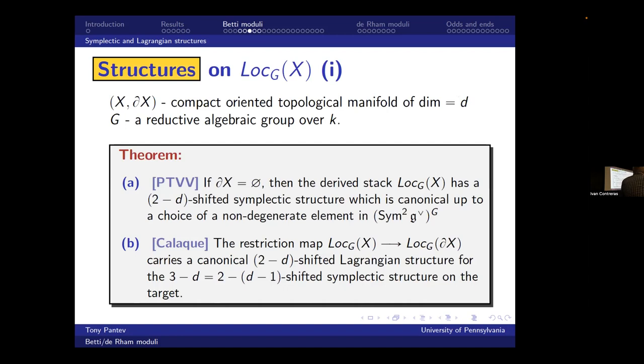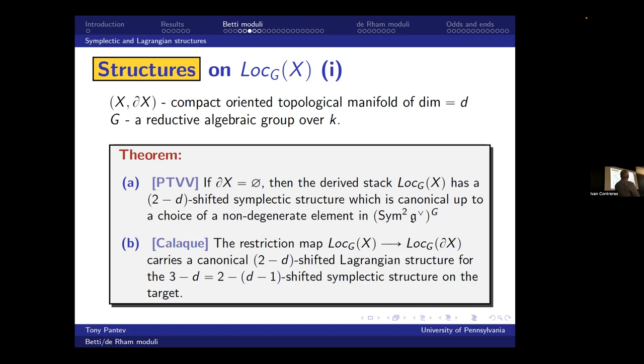Okay, but so what do we do in this moduli of local systems? If you have a compact oriented topological manifold with boundary of dimension D and a reductive group, if the boundary is empty, then the derived stack of local systems has a two minus D shifted symplectic structure, which is canonical up to the choice of a non-degenerate Killing form on G. So once you choose an orientation on the source and a non-degenerate Killing form on the group, you get a two minus D shifted symplectic structure on the stack of local systems.